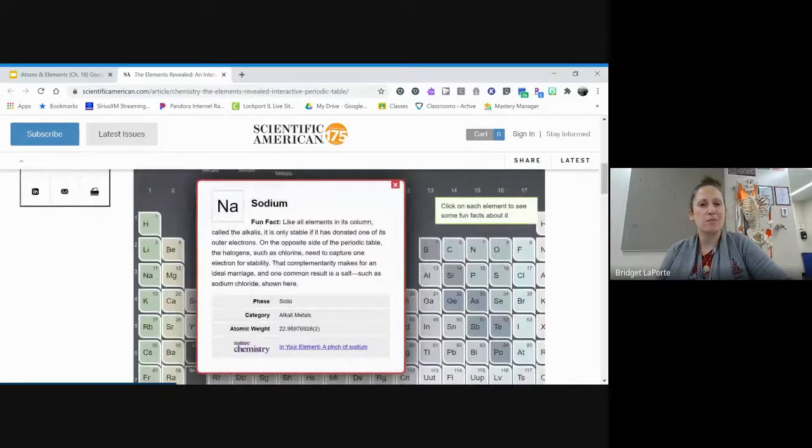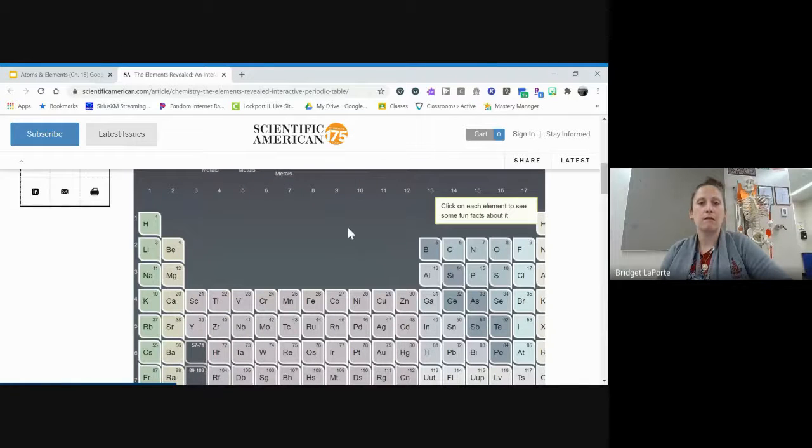So it's going to provide you with some fun facts. It's going to give you the phase it normally exists at and some other categories. And then it'll provide you possibly with an article with a little bit more information. So we may be directing you back to this link later on in this unit or in future units to be able to interact and find out a little bit more information about some of the elements that we will be working with in this chemistry portion of our semester.